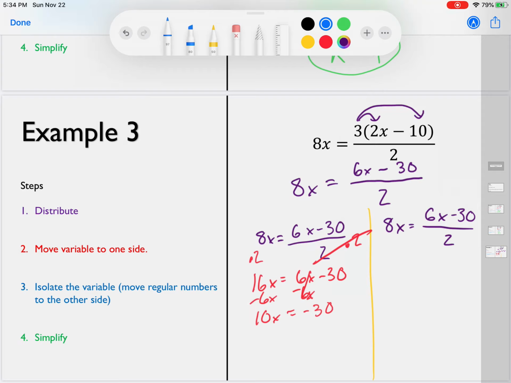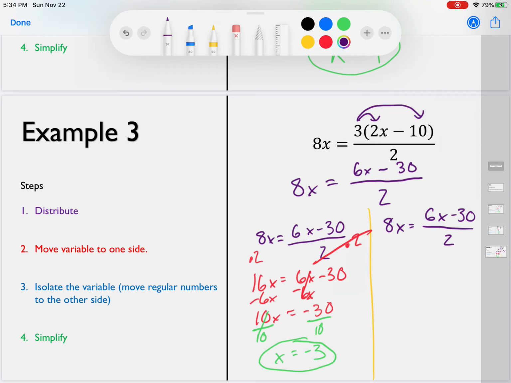And now I need to isolate that variable, or no. Oh, we didn't even have to isolate the variable because it was already isolated over there. Okay, so we're skipping our blue step and we're moving straight to simplification. So I need to divide both sides by 10 to get that x all by itself, and we're left with x equals negative 3. Okay, so now that's one way to solve it.